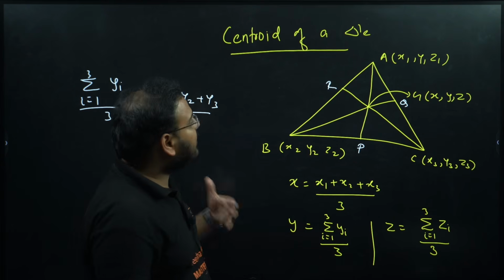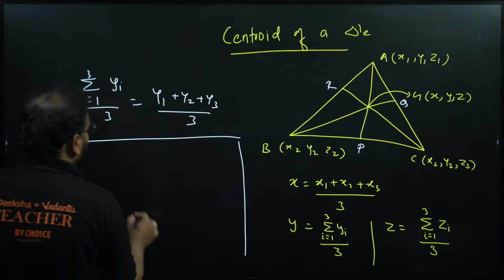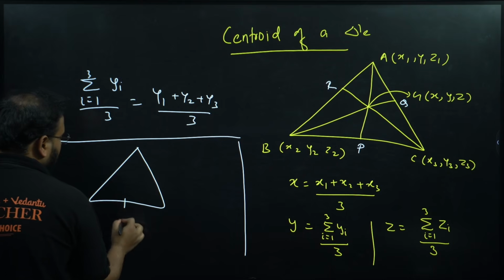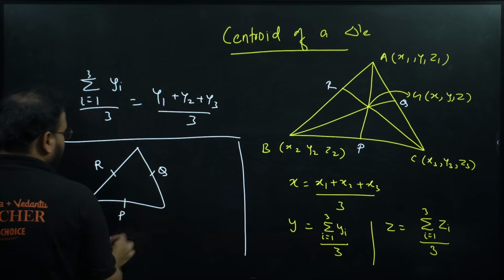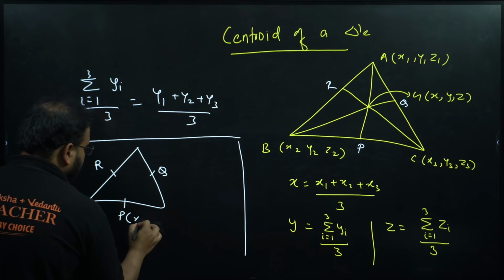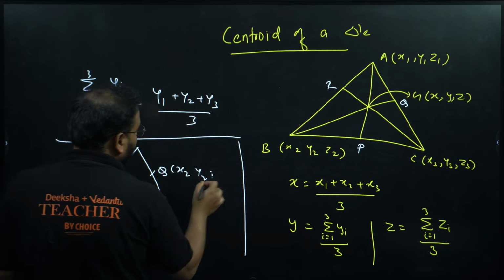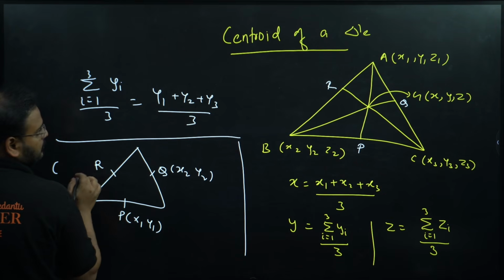Now, even if you have a case where in the triangle they have not given you the coordinates of the vertices, but they have given you the coordinates of P, Q, and R, and over here they have given some coordinates x1, y1, x2, y2. I'm not saying they are equal actually. Please don't have that doubt.